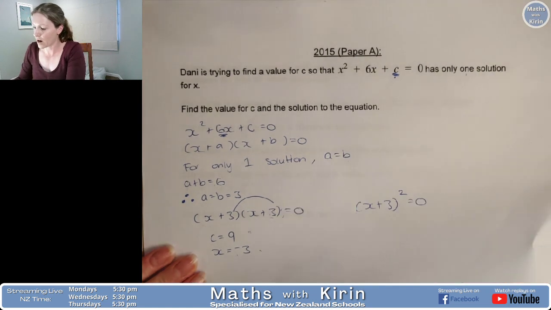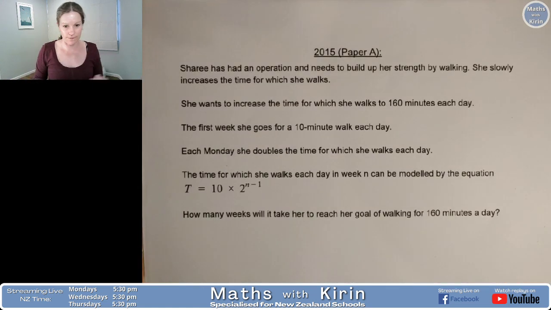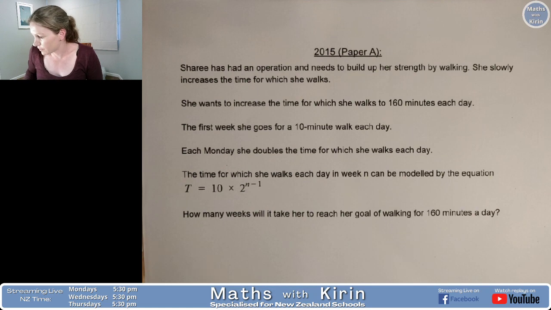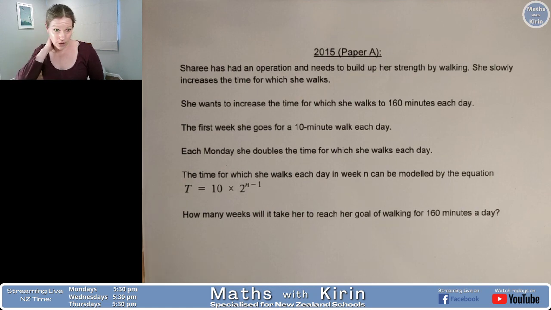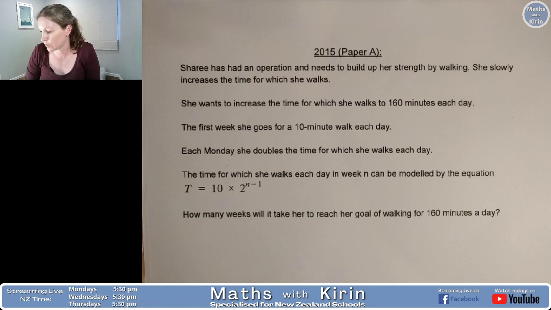Cool. One last question for today. Again, from the 2015 paper, and quite a lot of information. So if we read through it first to make sense of what's going on, and then we'll see if we can solve it. So, Cherie has had an operation and needs to build up her strength by walking.